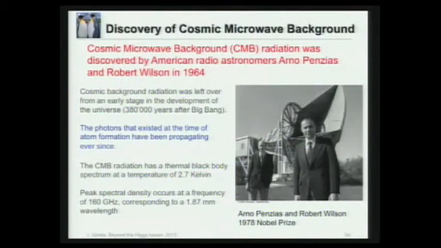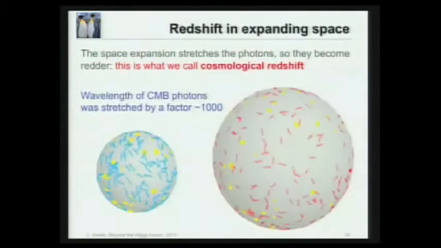And then there was the discovery of the cosmic microwave background by Penzias and Wilson in '64, and this is a remaining background of photon radiation that comes from the point when the universe became transparent. So the photons that at that point became free, with no interaction with the atoms, remained there, and they have been propagating since, and today we can detect them in these types of big antennas. This radiation has the spectrum of a black body. I will come to that in a minute in the next slide.